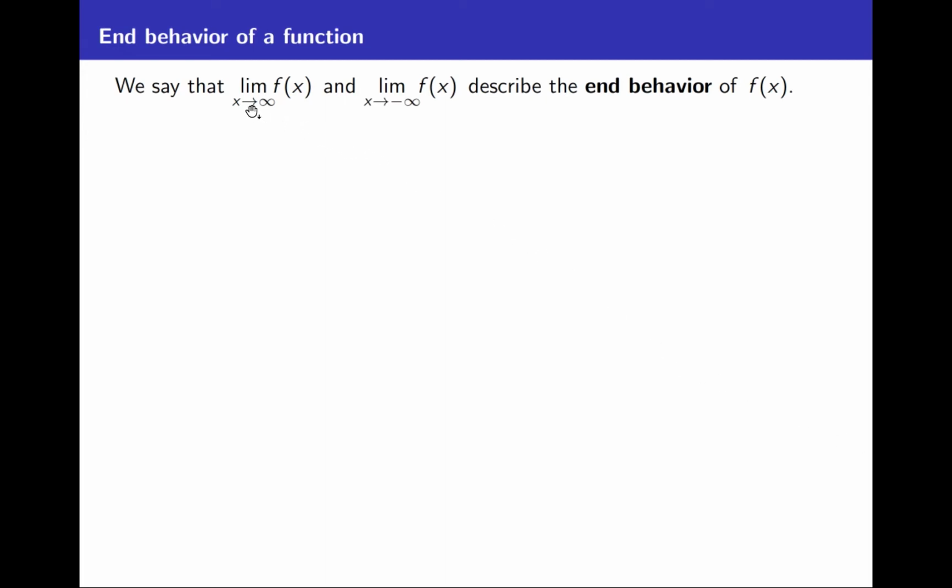We say that the limit as x approaches infinity of f of x and the limit as x approaches negative infinity of f of x describe the so-called end behavior of f of x. These limits tell us what's happening at the ends of the number line, positive infinity or negative infinity.